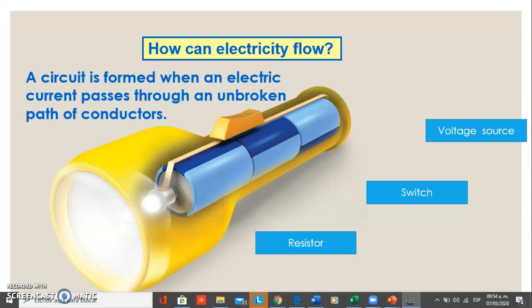A flashlight, like this, is a circuit. The battery supplies the voltage and the bulb attracts the resistors. So here we have that the resistor is attacked by the bulb. Okay, so put an arrow here. Now let's continue with the next.